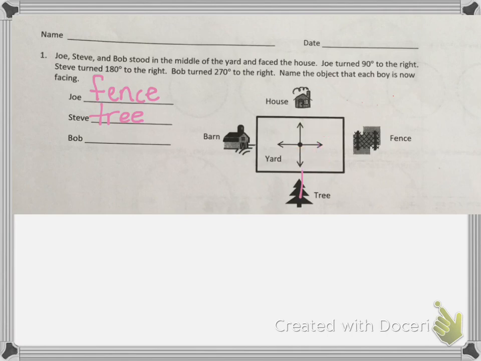All right, now let's look at what Bob did. Bob stood in the middle of the yard, looking at the house, and he turned 270 degrees. Again, let's split it into our 90s. 90, nope, that's not 270. Another 90, nope, that's only 180. 90 times 3, yep, that's 270. So Bob is looking at the barn. Okay, make yours look like mine.